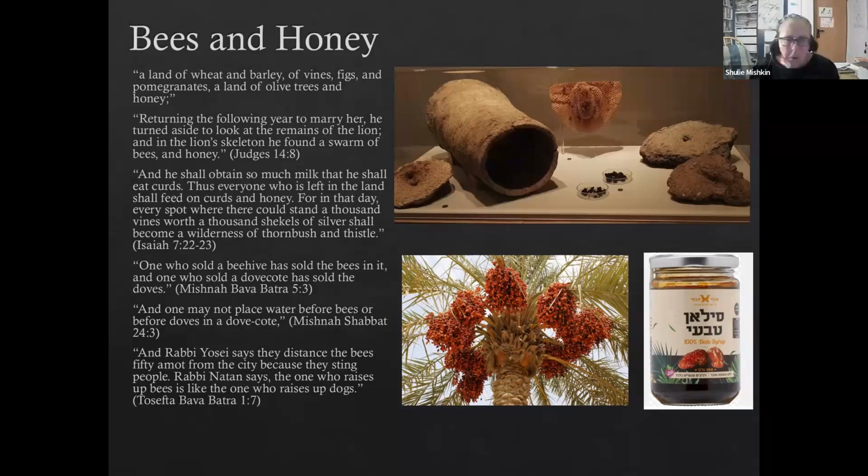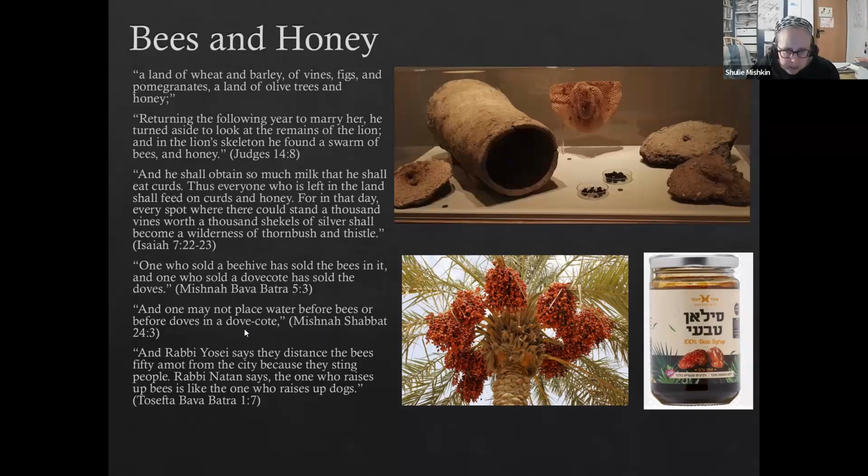So if you sell a beehive, have you sold the bees, right? If you sell a dove coat, have you sold the doves? This was just in the daf very recently. Can you give bees water on Shabbos, right? Are you allowed to do that? And the Mishnah says no, right?